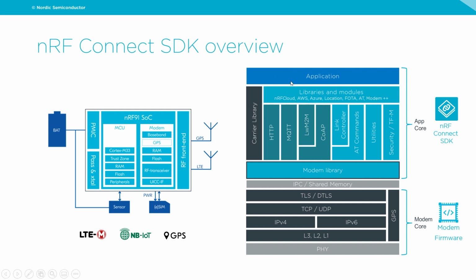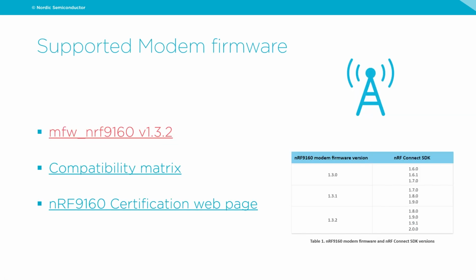And then here you have different libraries and modules which help you out. You have a carrier library, which is required by some carriers. For example, AT&T and Verizon require the carrier library. We have different protocols that are supported and different other layers here, which are helpful, drivers, etc. So that was a quick overview there.